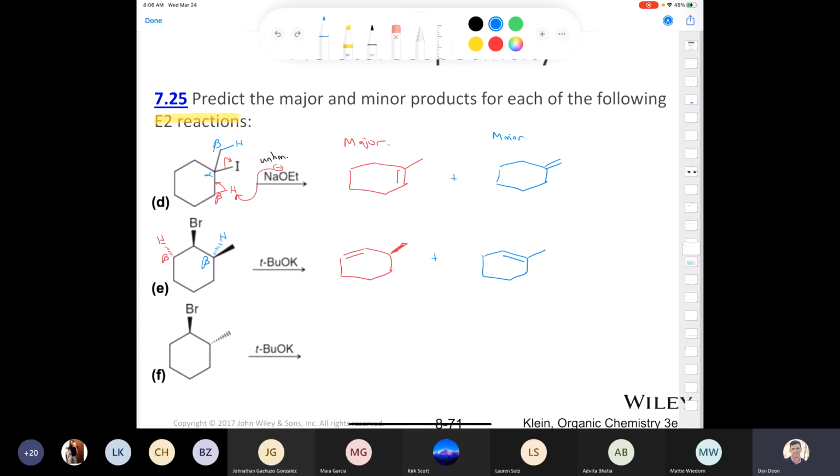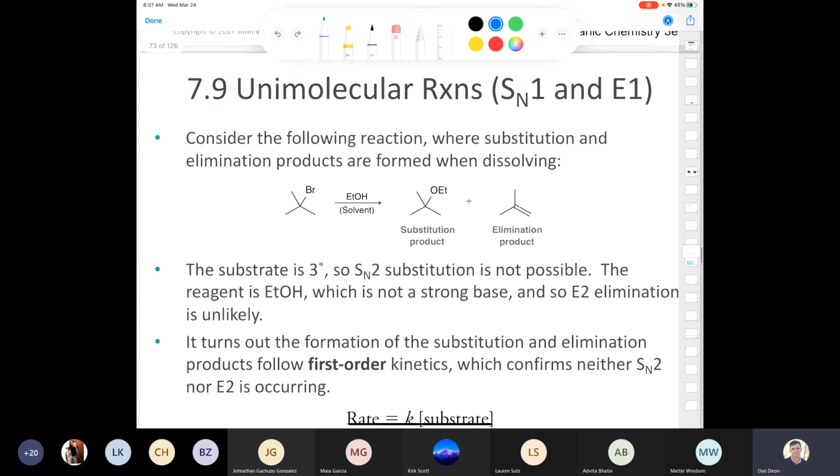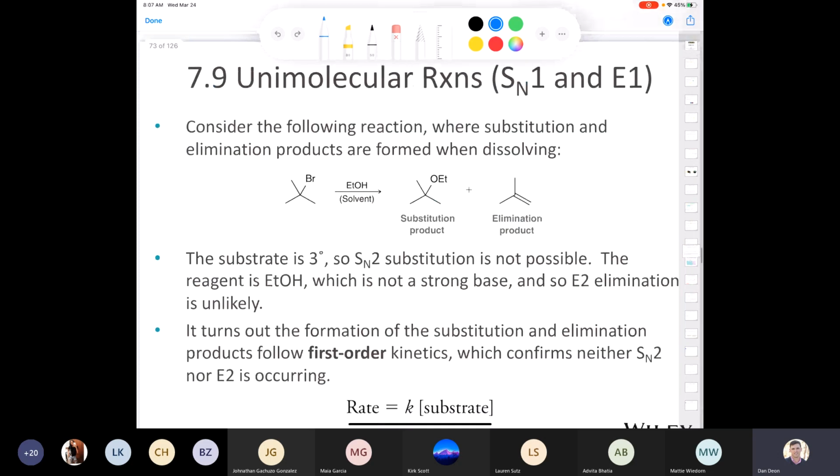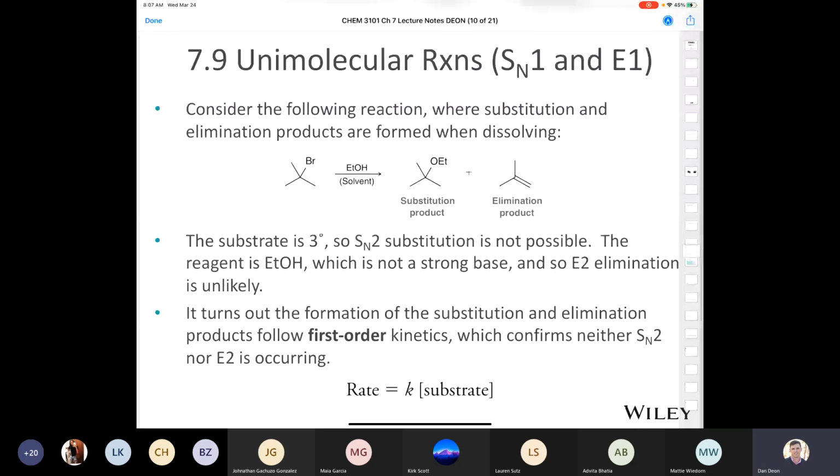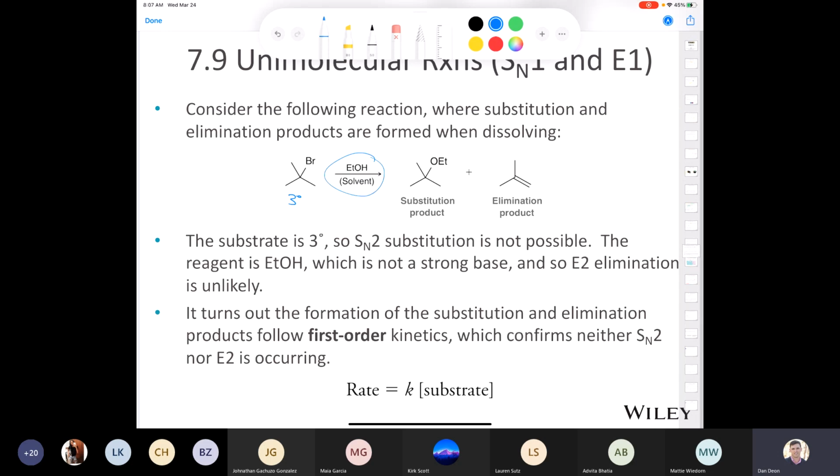All right, let's move on to section 7.9 in the interest of time and talk about SN1 and E1 reactions, which are unimolecular reactions. So if we consider the following reaction where substitution and elimination products are formed, when we just take this tertiary alkyl halide, this guy right here, where's my pen? Come on, there we go. If we take this tertiary alkyl halide and we just dissolve it in some ethanol, it's kind of interesting, just throw it in ethanol, we get two products. We get a substitution product and we get an elimination product.